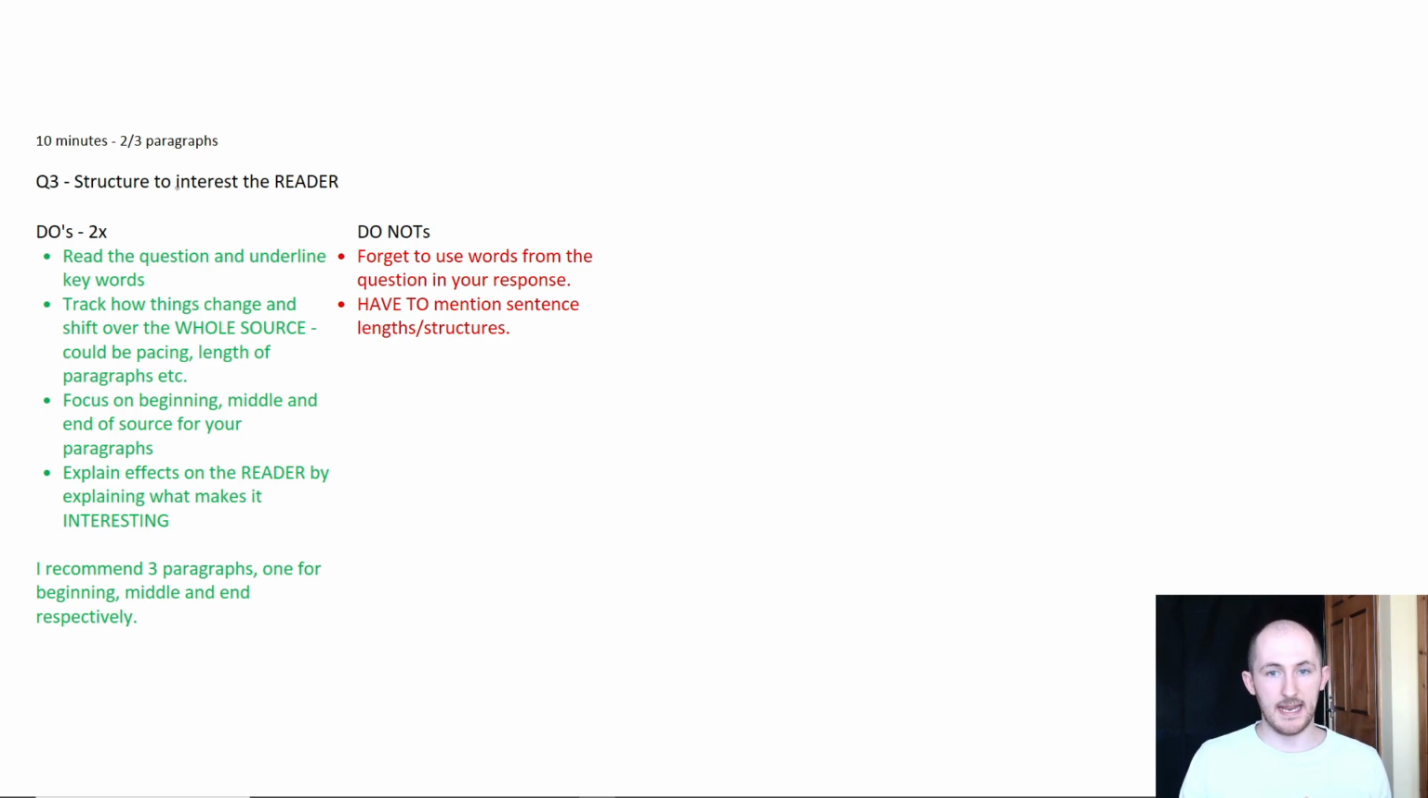Okay, so how does it interest the reader? You want to always reference interest the reader, right? And you don't have to mention sentence length or structures. So again, I did mention sentence length just then. You don't have to, though, because sometimes it's not interesting. Sometimes the writer hasn't done anything unique about the length of the sentences or the structure of them, which is totally fine. It could be the sense of the actual paragraph that's interesting.